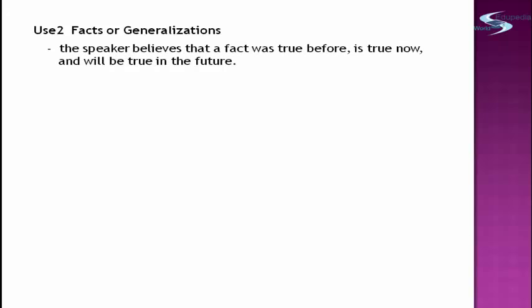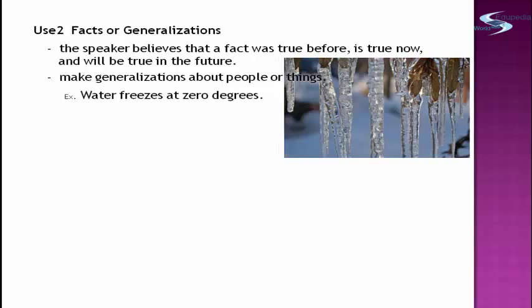The second usage for simple present tense is for facts or generalizations. How will it be used? The speaker believes that a fact was true before, is true now, and will be true in the future. It makes generalizations about people or things. For example, water freezes at 0 degrees. This is a universal truth, and this is a generalization.